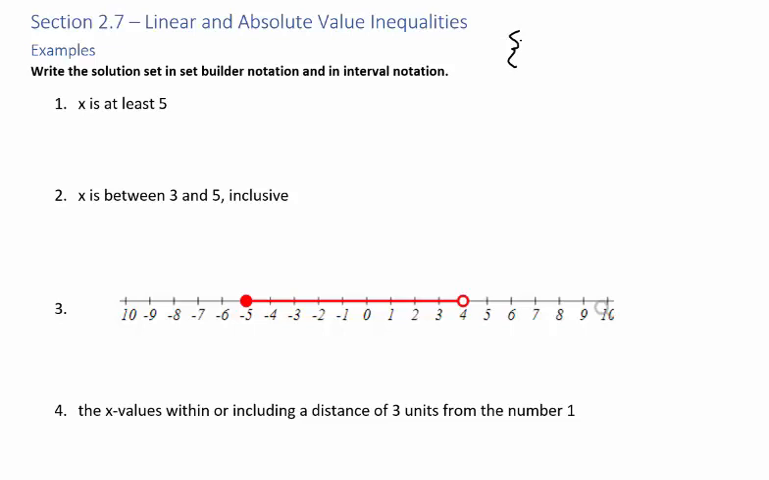There's a set of braces, and then we write whatever the variable is, x, and this bar, which stands for "such that." So a value x such that x is greater than 2 would look like this. So if x is at least 5, that means that x is 5 or more. So I could write it as x such that x is greater than or equal to 5 in set builder notation.